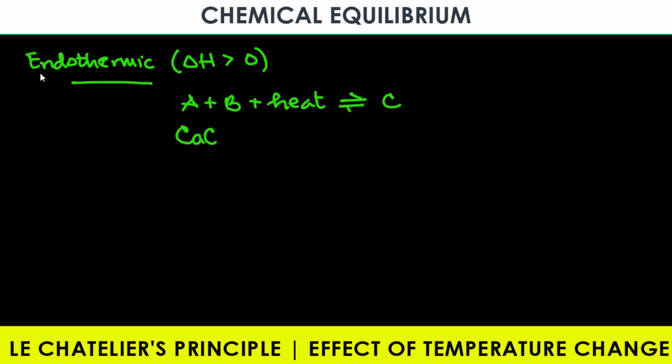Example of an endothermic reaction is the thermal decomposition of calcium carbonate. That's CaCO3 solid plus heat, giving us what? Calcium oxide and carbon dioxide or carbon IV oxide. Fine. If we increase the temperature of this system, what will happen?